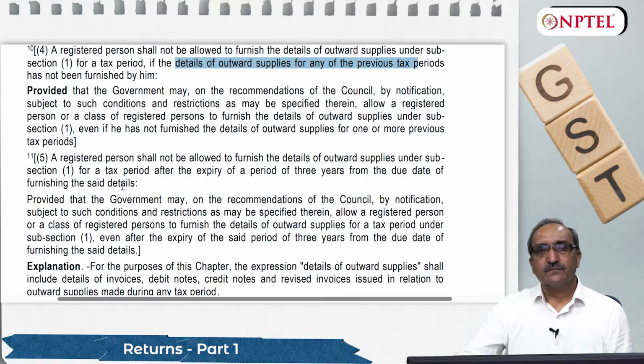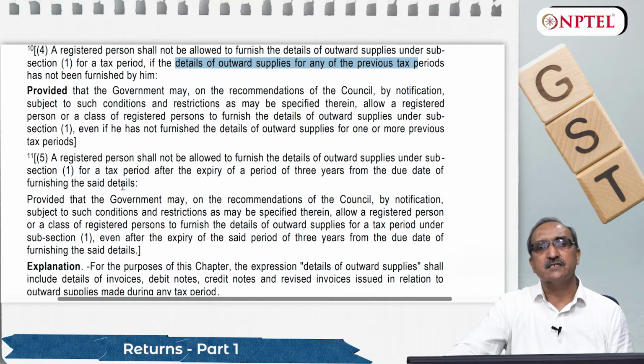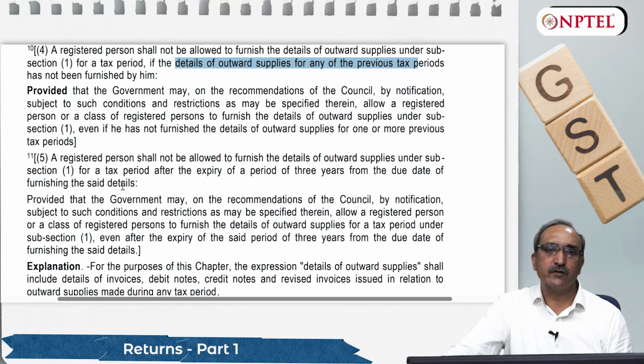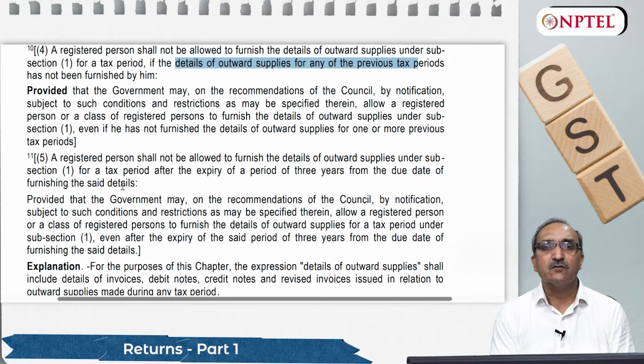And suppose I don't file the July 2024 return and stop filing further returns also. So I have a period of maximum 3 years from 11th of August 2024. So up to 10th of August 2027, I need to file all returns with late fee and all. Otherwise, the system will not allow me to file my returns ever.